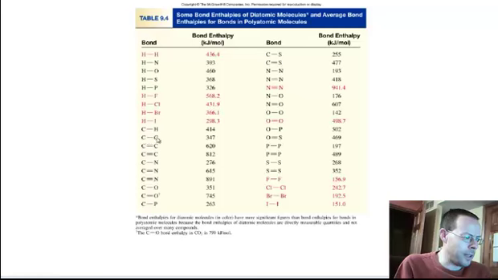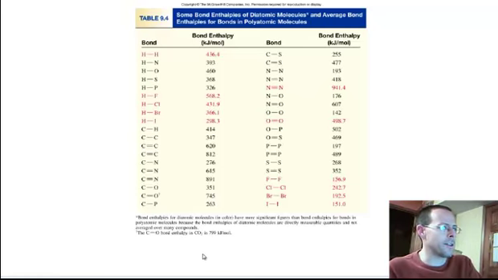Notice a C-C single bond, 343. A double bond requires more energy. It also requires more energy to break that bond, and then a triple bond requires even more energy. And then don't forget, or just be cognizant of this, but we have a C double bond O in CO2 that is different than a regular C double bond O, which is 745, but it's 799 for carbon dioxide.